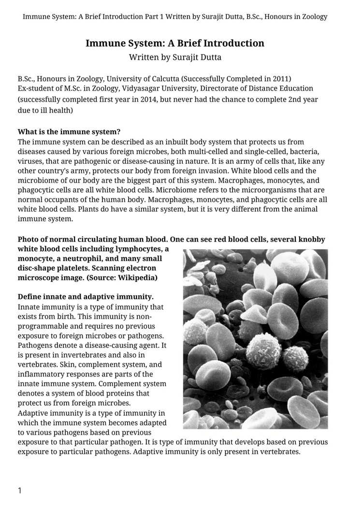Plants do have a similar system, but it is very different from the animal immune system. This is a photo of normal circulating human blood. One can see red blood cells, several knobby white blood cells, including lymphocytes, a monocyte, a neutrophil, and many small disc-shaped platelets. Scanning electron microscope image.